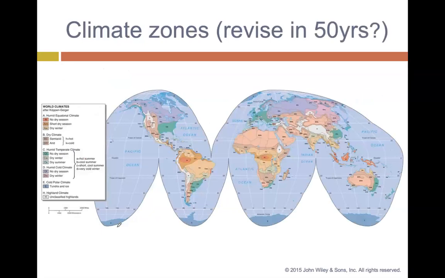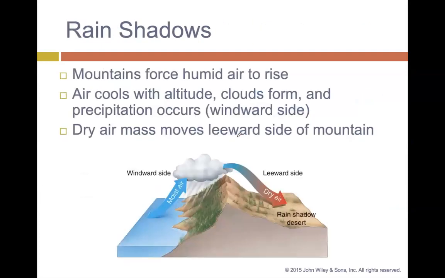Here are the climate zones that you can see here: world climate in general. When we talk about humid equatorial climate, dry climate, humid temperate, cold, and highland climate. And we'll go over some of these now, but you can see how the regions really kind of start at the equator and then are cooler as you move away from it.